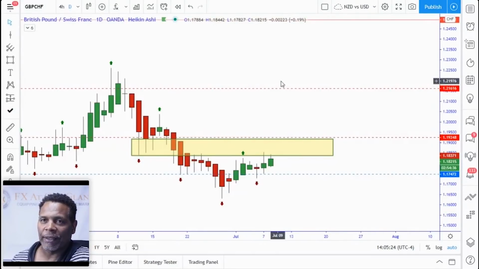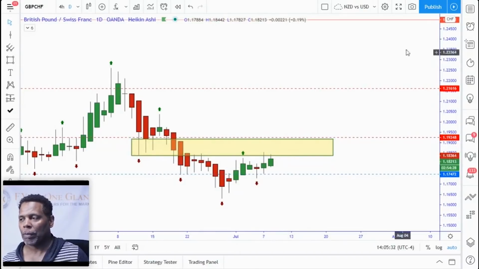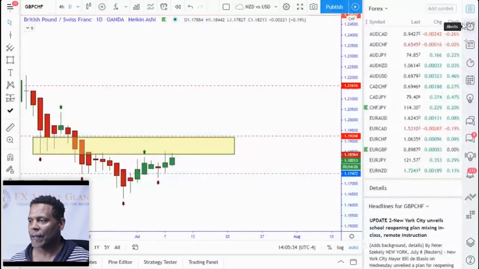But this is what I'm looking at, the pound Swiss franc. Don't really have the opportunity yet, but you can see the zone. You should have your zones drawn in so you can look at this also. Let's go to the next.